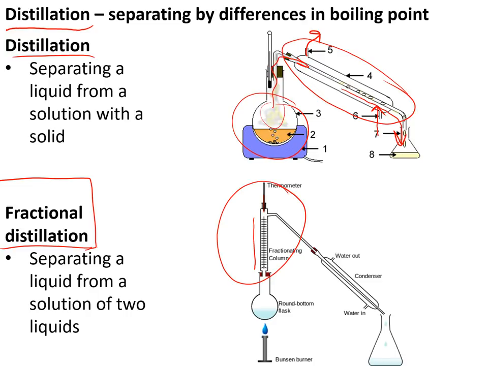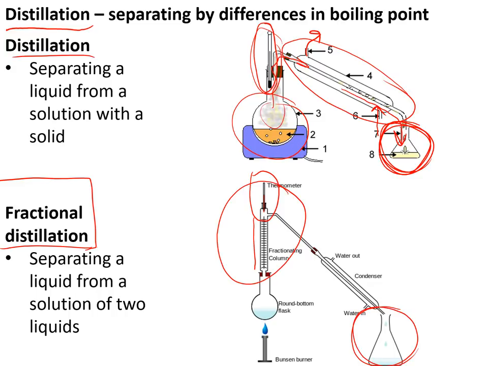Note that in both types of distillation, we also have a thermometer. A thermometer is useful because it lets us monitor the temperature, which tells us something about what's being produced. So if, for example, we're collecting liquid in the flask here, then the temperature here will read 100 degrees Celsius, which is the boiling point of water. If we were collecting ethanol in the flask here, the temperature here would read 78 degrees Celsius, because that is the boiling point of ethanol.